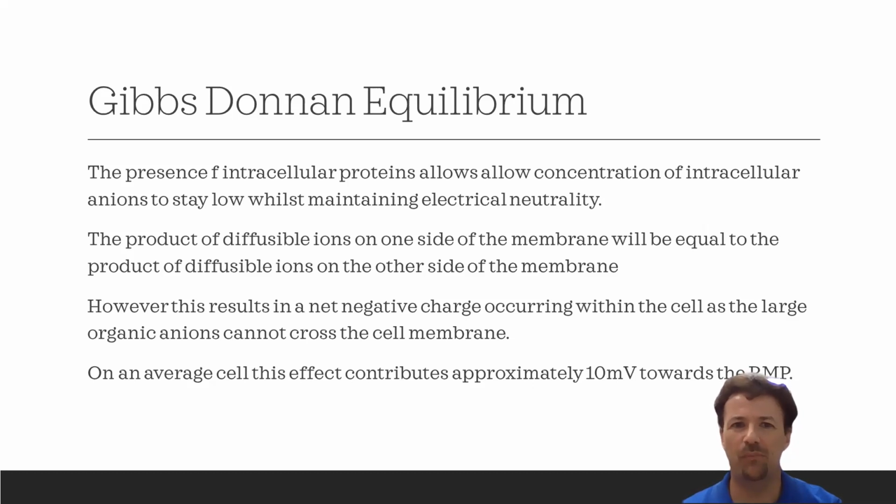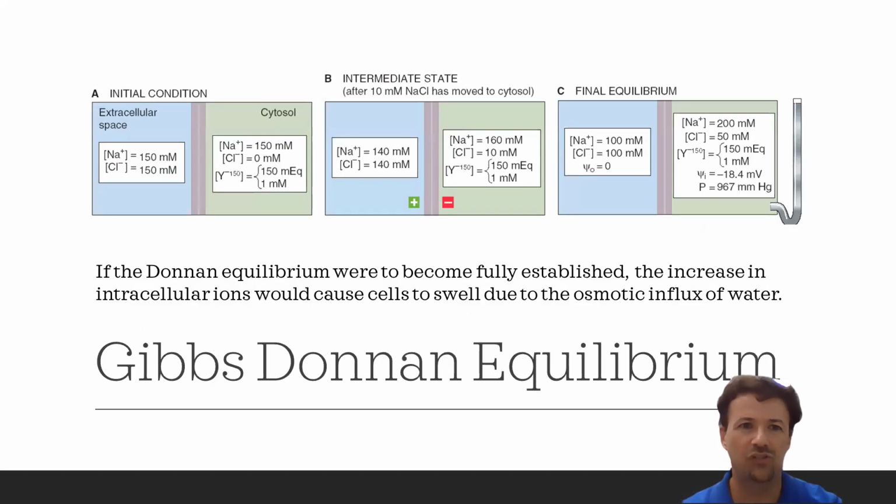But what the Gibbs-Donnan equilibrium says is the product of diffusible ions on one side of the membrane must be equal to the product of diffusible ions on the other side of the membrane. That's a law that's been discovered. Now, because of this, and because the large proteins cannot move, it sets up an unusual occurrence, as you can see in this diagram. So here, we have sodium chloride in the extracellular space, 150 millimoles. But in the intracellular space, we have 150 millimoles of sodium. But that's balanced not by chloride, but by these largely negative proteins.